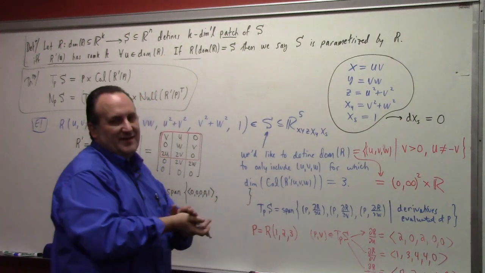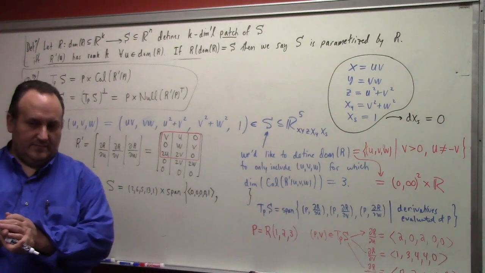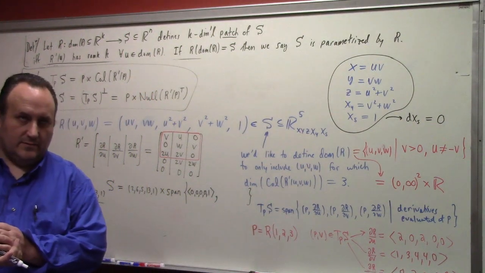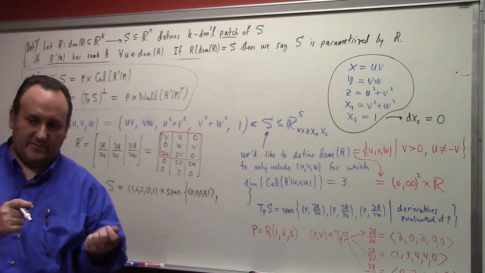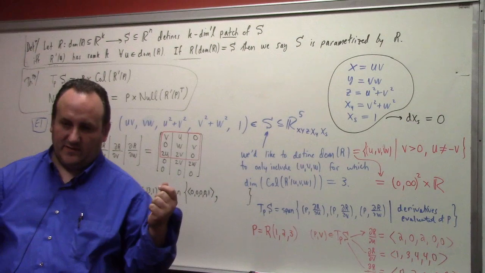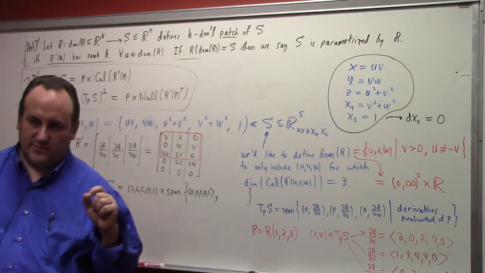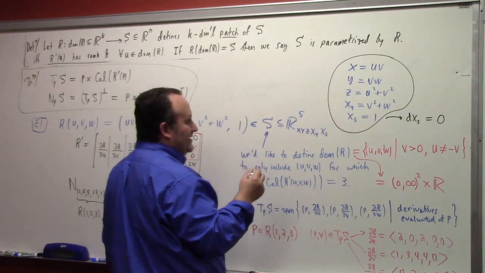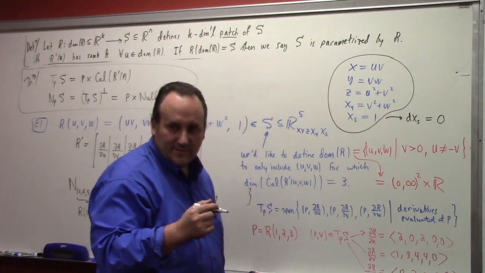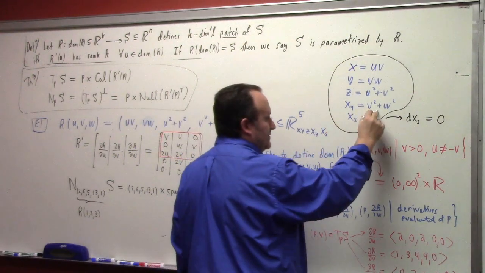Now, how many independent equations do we need? We just need 2, because it's a 3-dimensional subset of a 5-dimensional space, so 2 independent equations will do. We just need to find 2. Okay, so 1 independent equation will do, because we already have this one.